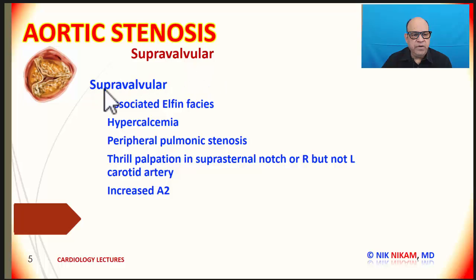Supravalvular. Supravalvular aortic stenosis is associated with elfin facies, hypercalcemia, peripheral pulmonic stenosis, thrill palpable in the suprasternal notch or right but not the left carotid artery, and increased aortic second sound. So these are all the characteristics of supravalvular aortic stenosis, which in most cases is related to a supravalvular membrane.